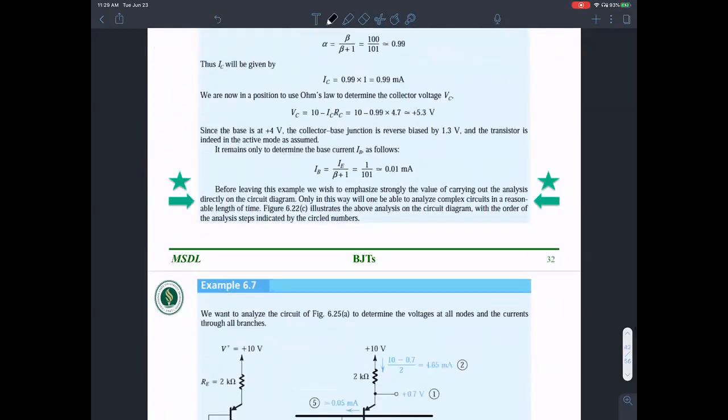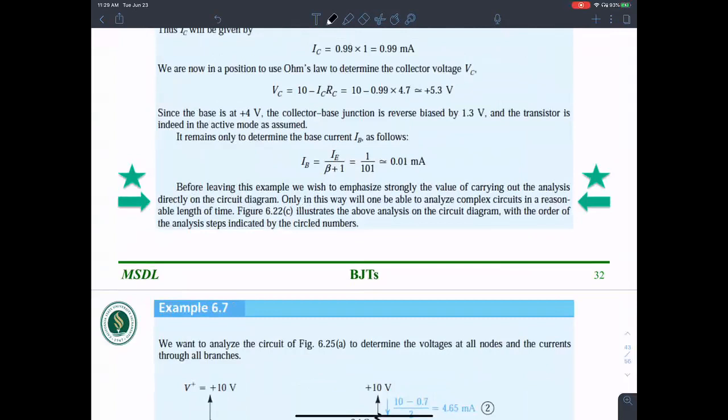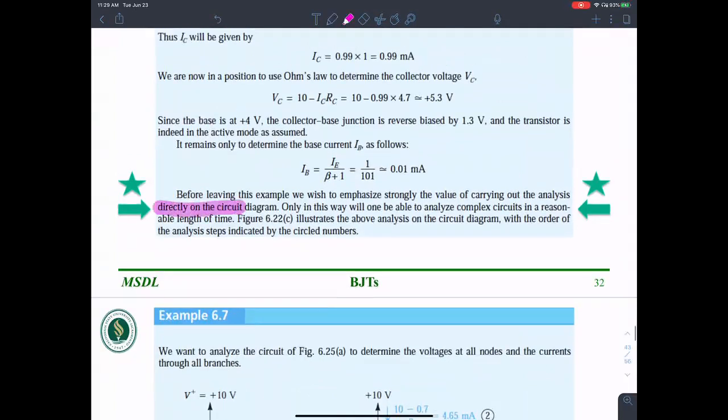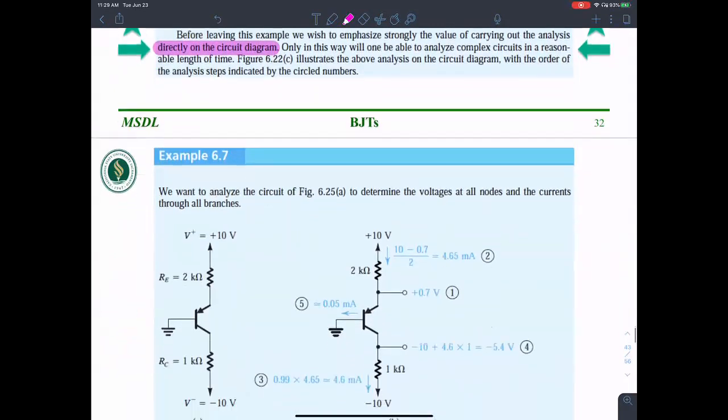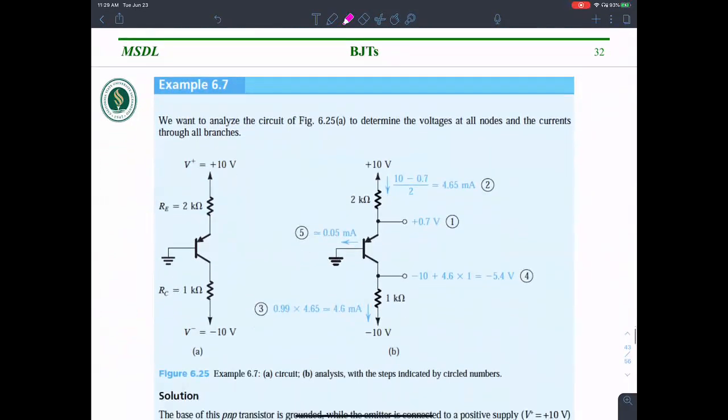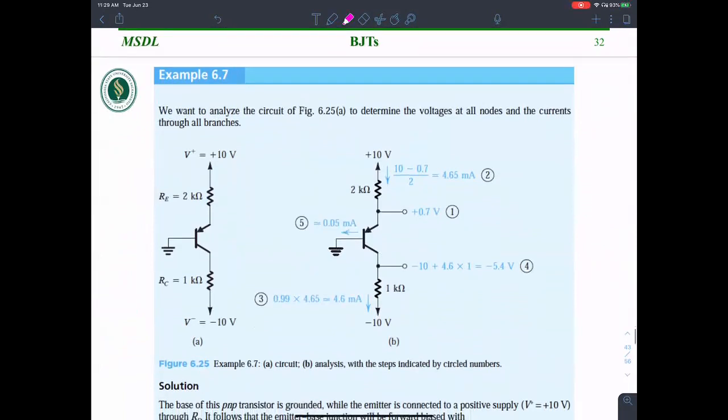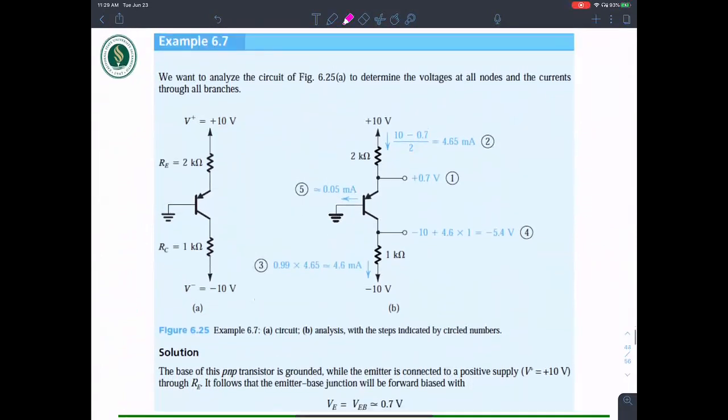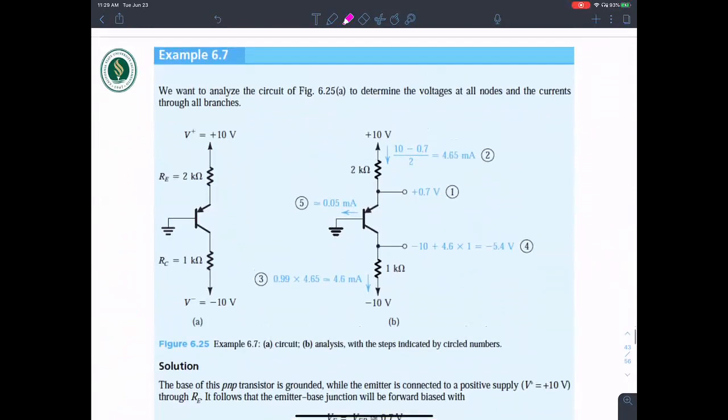So what we have done is the circuit analysis on the circuit diagram without actually going through lengthy calculations. That's the idea. So let's do one more problem. We want to analyze the circuit and determine the voltages at all nodes.